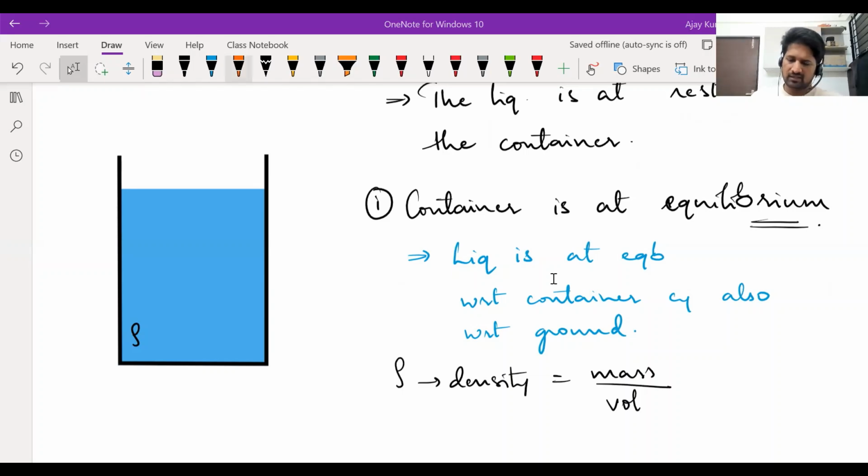Now, from common experience, we all know that as we go deeper into a liquid, the pressure increases. You all must have heard this.